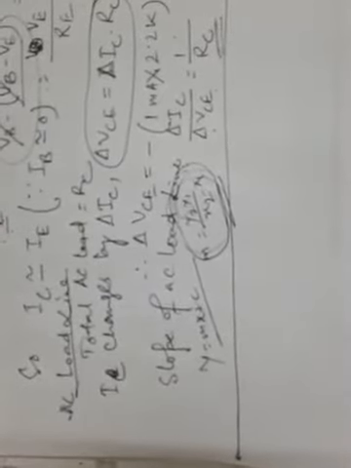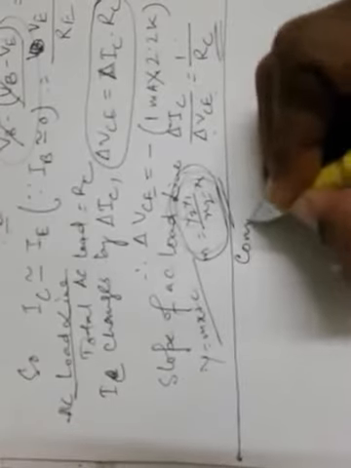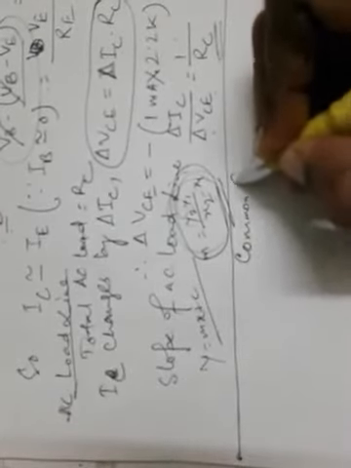Hello everybody. In this lecture I will be discussing the three types of transistor amplifier operation, that is common emitter circuit, common base circuit and common collector circuit. So first let us discuss the common emitter circuit. In short it is called CE amplifier.